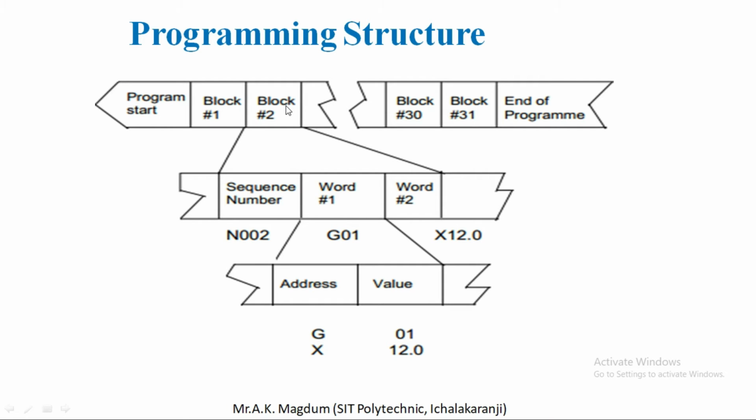First of all, there is the block. Under the block, there is the sequence number, and there are words: word 1, word 2, word 3, word 4. Those types of words are actually used, and those words are nothing but addresses and different values. This is actually the programming structure of a CNC program. So this is all about the programming structure.